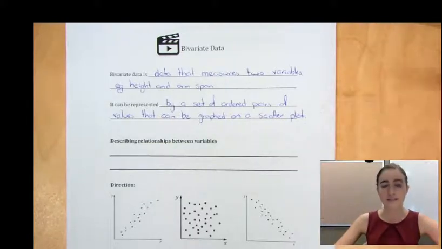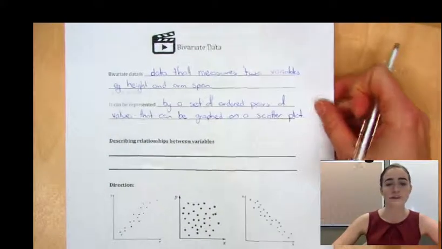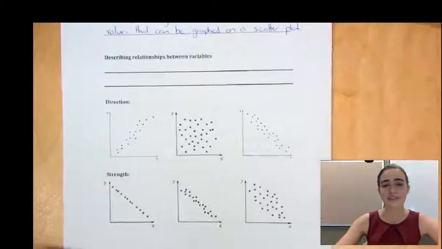The next part says bivariate data can be represented by a set of ordered pairs of numbers or values that can be graphed on a scatter plot. So when we were measuring somebody's height and their foot length, we had two numbers for each person. We had their height, we had their foot length, and we had that ordered pair of numbers that we plotted on a scatter plot. So scatter plots look something like these ones here.